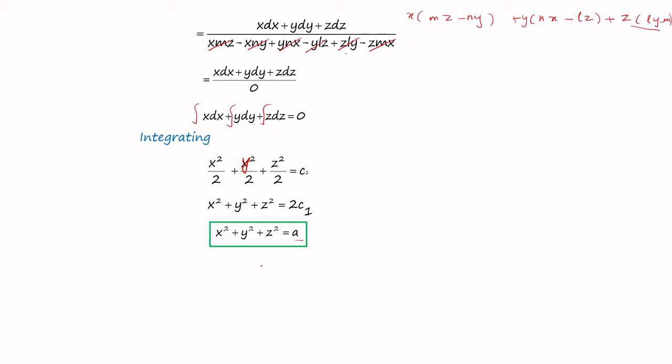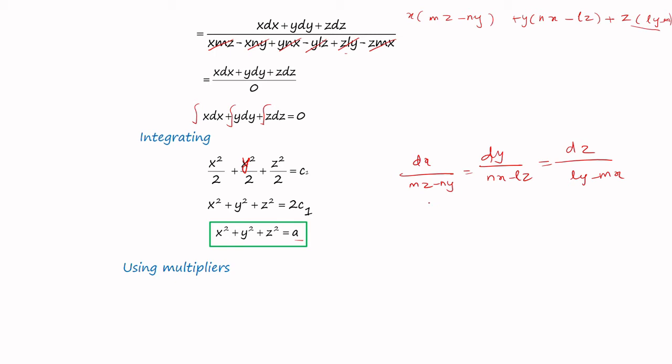Next, we have to find the other independent solution, and for that we go for multipliers. I already told you at the start of the problem that you have to obtain two solutions using multipliers only. So we search for some other multipliers. The ratios are dx by mz minus ny, equal to dy by nx minus lz, equal to dz by ly minus mx. This is our set of ratios, isn't it?